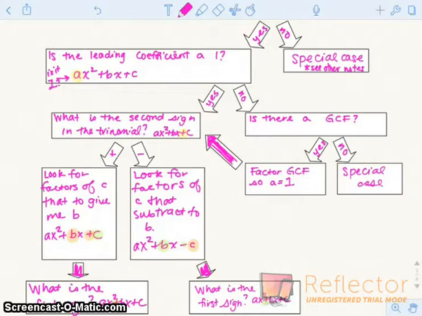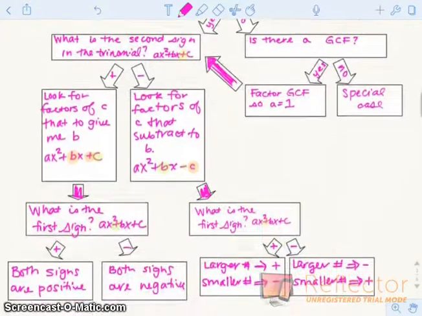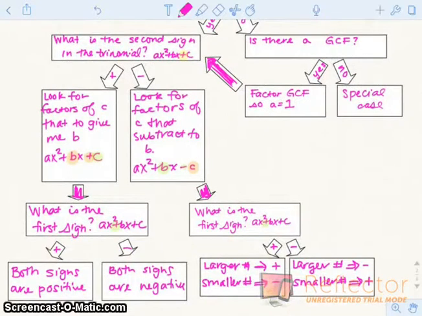I look for the second sign. The second sign tells me what I'm going to do. If the second sign is positive, I'm looking for factors of c that add to b. If it's negative, I'm looking for factors of c that subtract to b. If I was adding, so here I'm down this path right here, both of my signs are going to be the same. So either they're both positive or they're both negative, and the first sign tells me that.